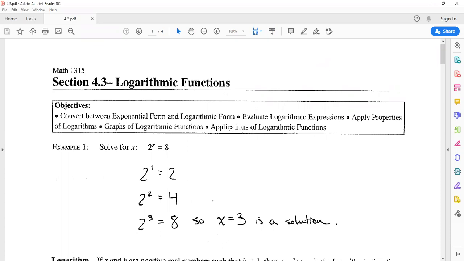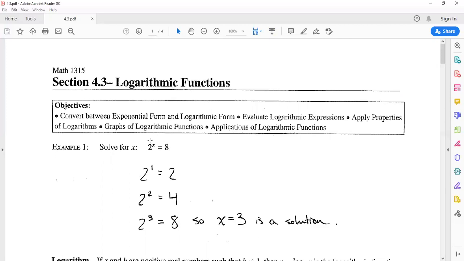So this first example here is kind of a motivator as to why we might want logarithmic functions. They ask us to solve this equation: 2 to the x equals 8. Maybe we'll just solve it right now by guessing. I know 2 to the 1 is 2, and 2 squared is 4, and 2 cubed is 8, right? That is 2 to the 3. So x equals 3 is at least one solution of this equation.